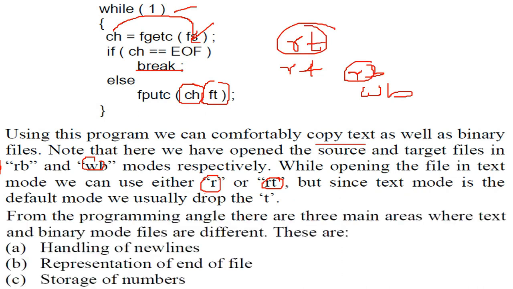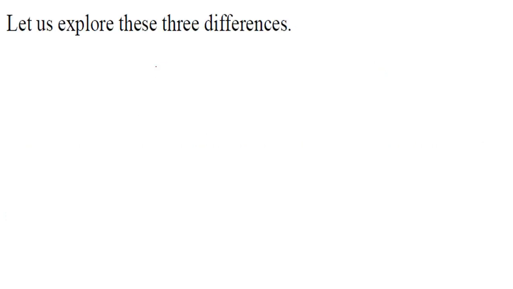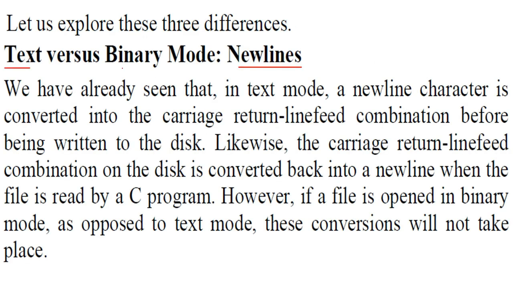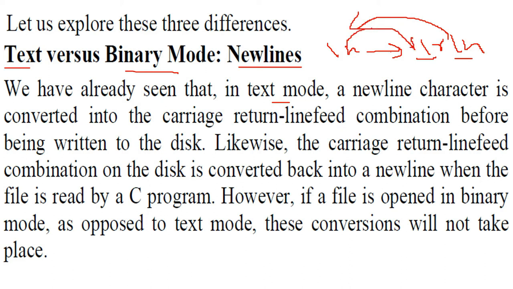From the perspective of programming, there are three main areas where text and binary mode files are different. First, how new lines are handled, second, what the end of file is, and third, how numbers are stored. Let us see all these differences. First, the new lines, text versus binary mode. In text mode, the newline character is converted into \r\n, a carriage return and line feed combination. This is converted back when we read it: when we write, it happens this way, and when we read it in, say, some C program, it is converted back. But if we open a file in binary mode, this conversion will not take place.